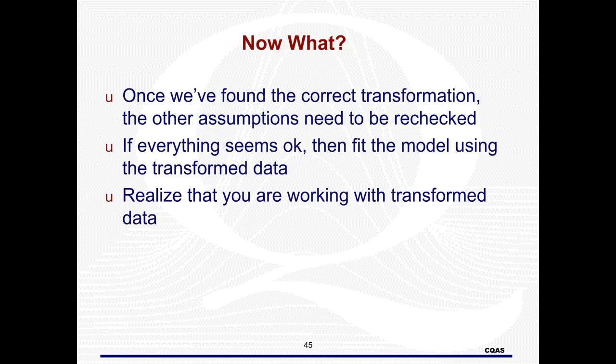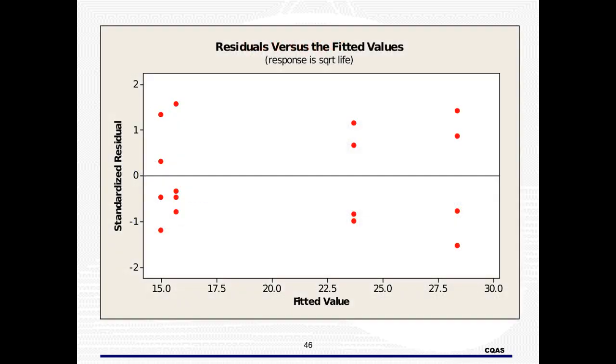After transforming, we start over and recheck all assumptions. And remember, your conclusions now apply to the transformed scale. After implementing the transformation, we again look at the residuals versus fits. Based on the plot in the slide, it seems the problem has been fixed.